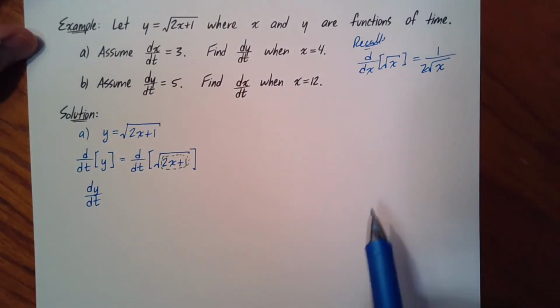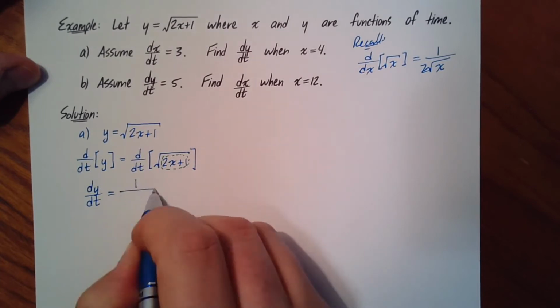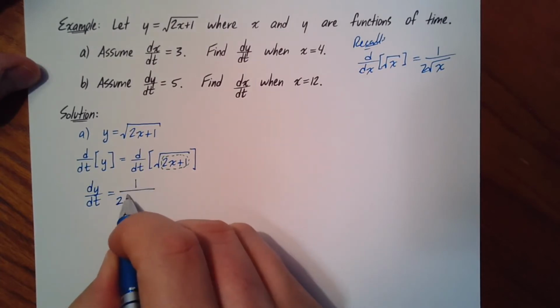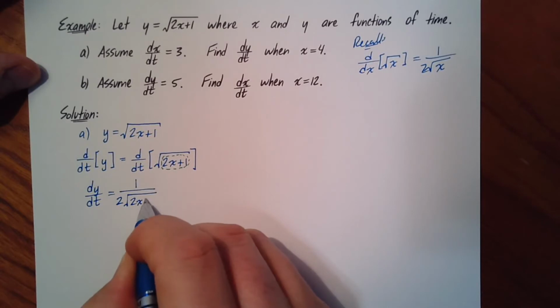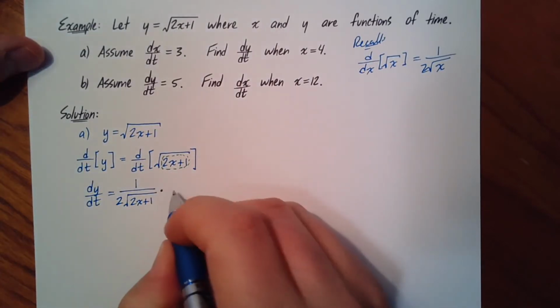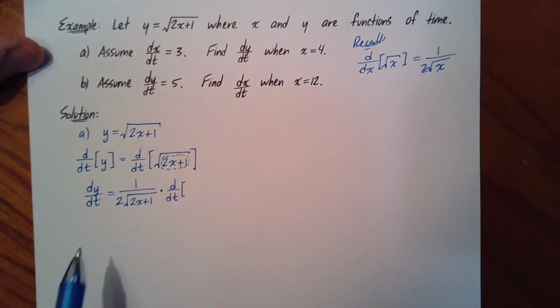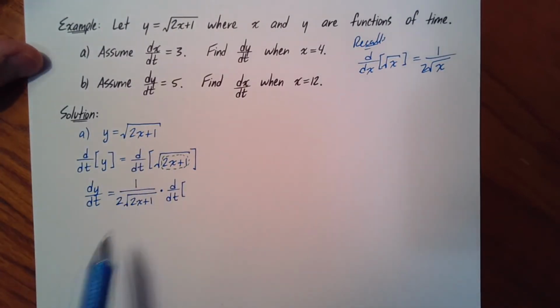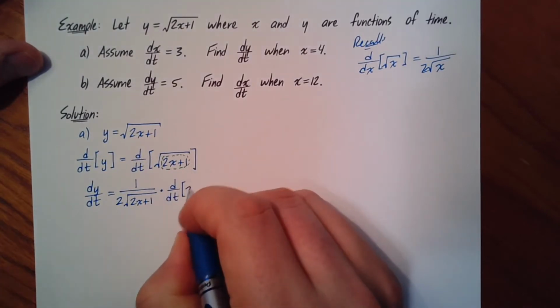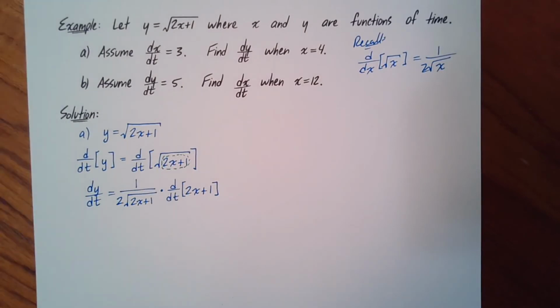Okay, so that's what we're going to take advantage of here. So if I differentiate the outside function and leave the inside function alone, I'm going to get 1 over 2 times the square root of 2x plus 1. But then, of course, I need to multiply that by the derivative of the inside function, which I have to do with respect to t here because we're differentiating with respect to t. So that comes with us as well. So the derivative with respect to t of 2x plus 1.